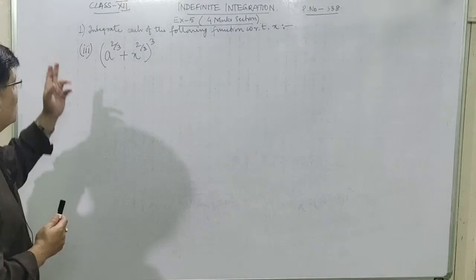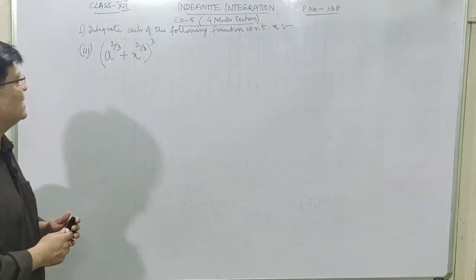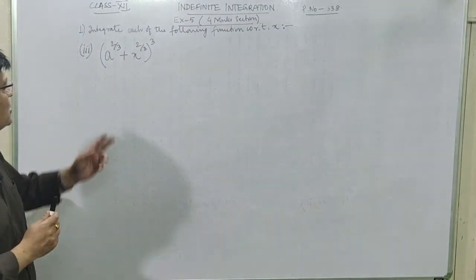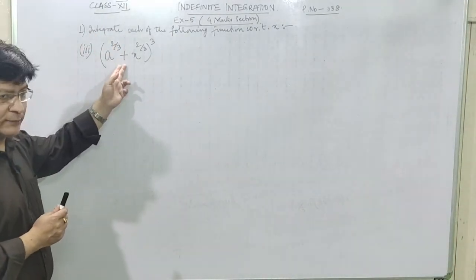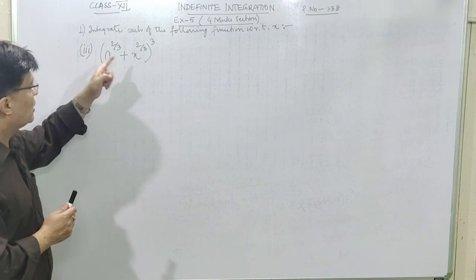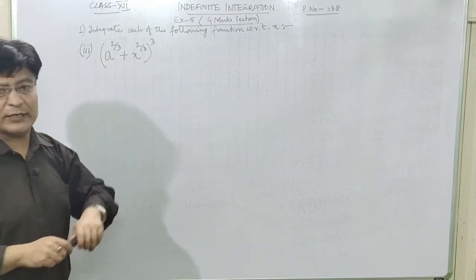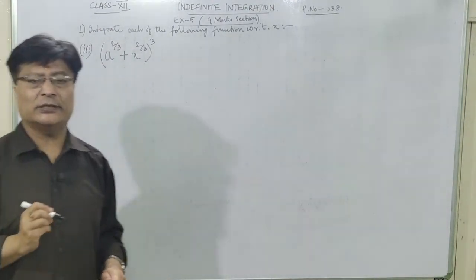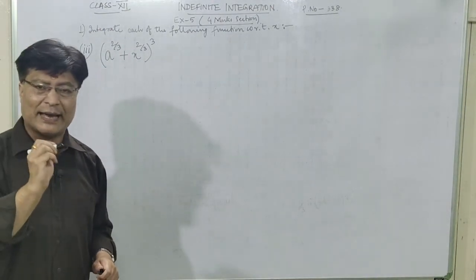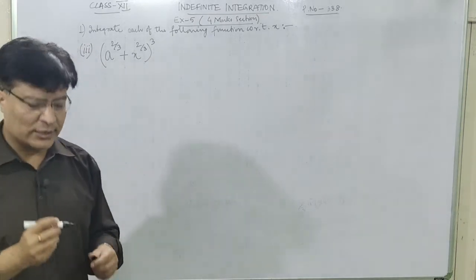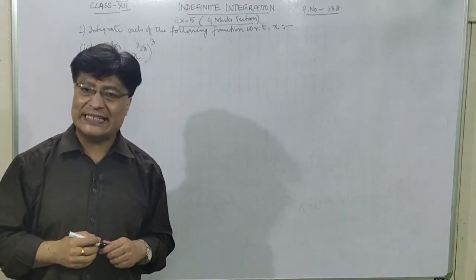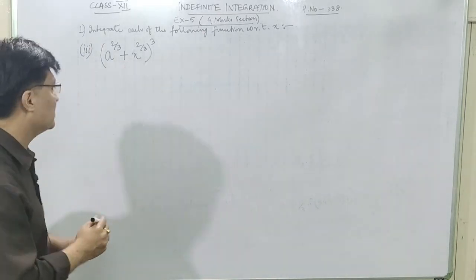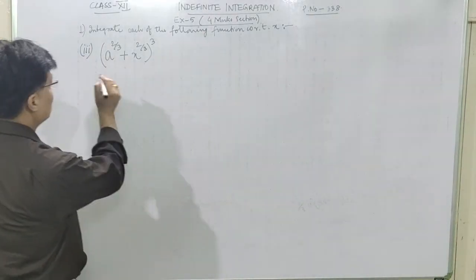So let us start with question number 1. Integrate each of the following functions with respect to x. That means you have to integrate this function. This is question number 3. You have to integrate this function with respect to x. So if you do integration, we have to write I, that is capital I. The function which is to be integrated is known as the integrand, and the first letter is I. So let us write here I. That means we are integrating this function.